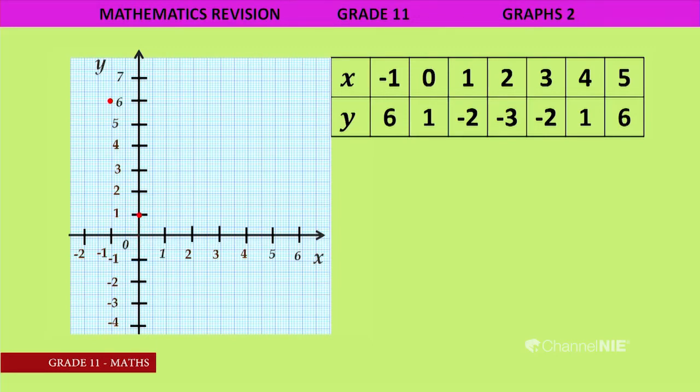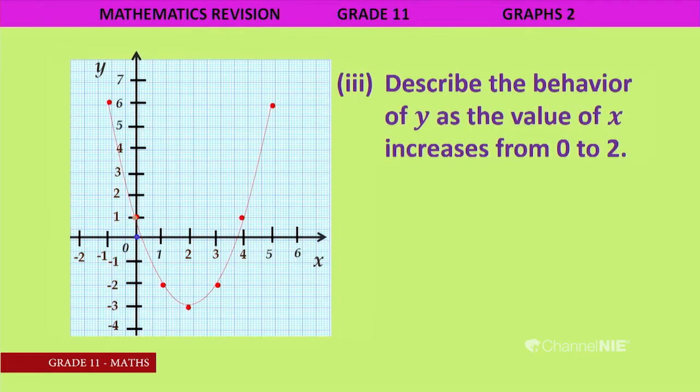Second point, 0, 1. Third point, 1, -2. Next point, 2, -3. Next point, 3, -2. Then 4, 1. Then 5, 6. They are the points. Then you can join them with a smooth curve. This is a minimum curve. We'll see what the questions are based on this curve.